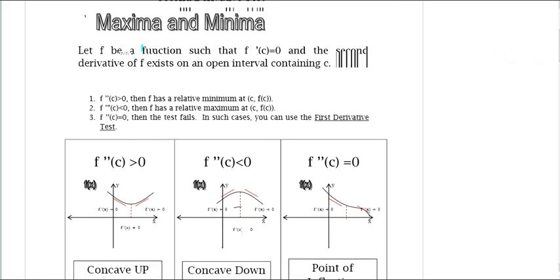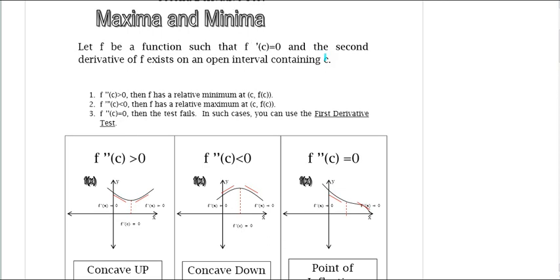It says, let f be a function such that f prime of c is equal to 0, and the second derivative of f exists on an open interval. So basically, if I have f double prime greater than 0, meaning it's positive, then I have a relative minimum. And the reason for it is this. If you have that, then it's concave up. And so I have a relative min.